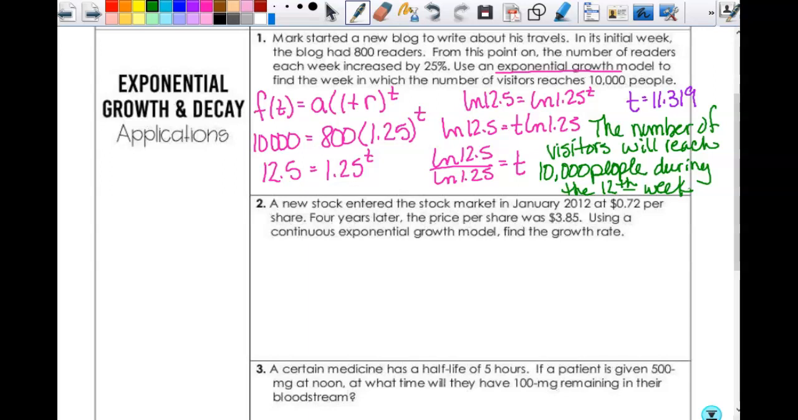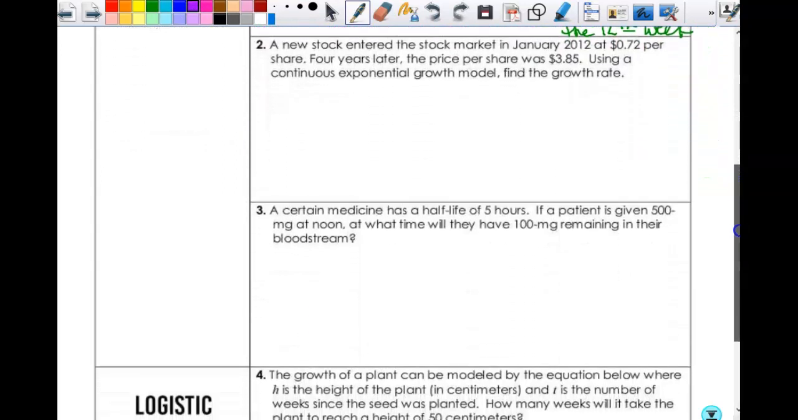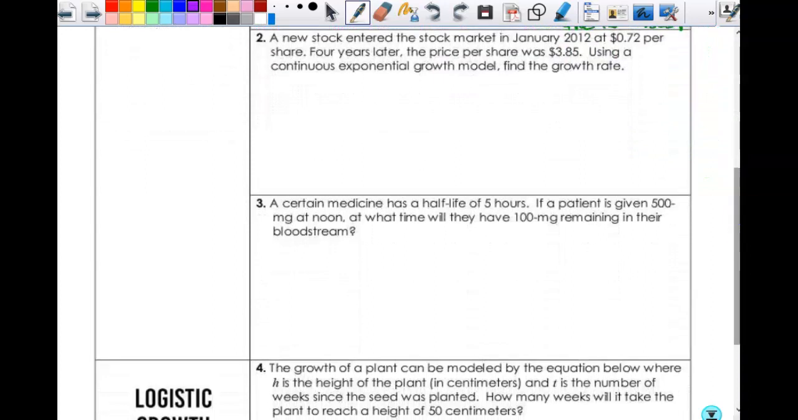2 says, a new stock entered the stock market in January of 2012 at 72 cents per share. 4 years later, the price per share was $3.85. Using a continuous exponential growth model, find the growth rate. Continuous exponential growth model. So that means that would be A equals what? PERT. P times e to the rt.